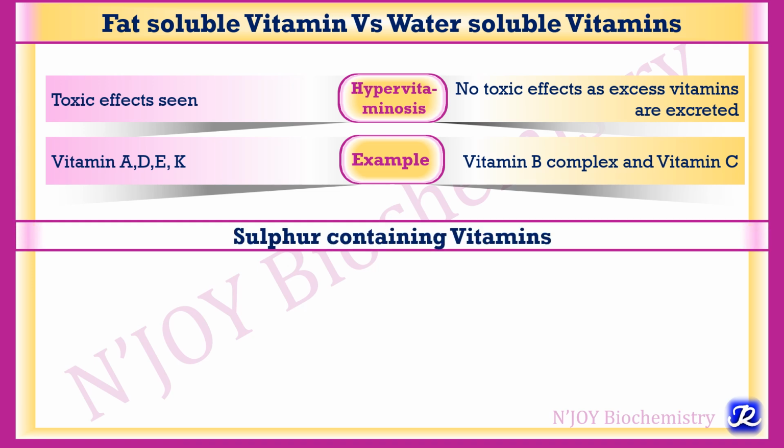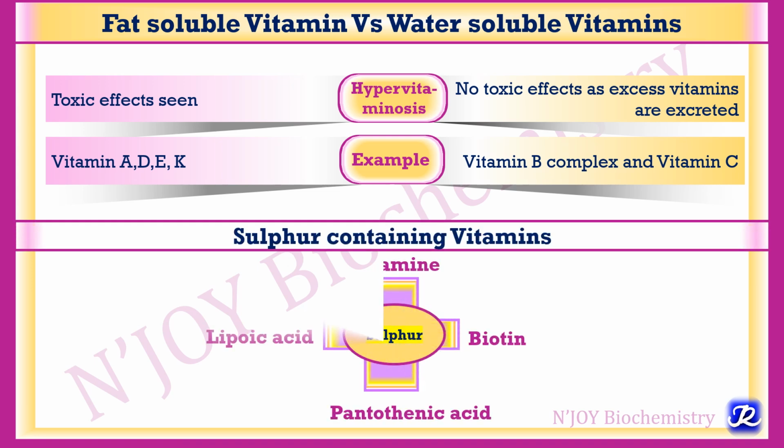Now which are the sulfur containing vitamins? There are 4 sulfur containing vitamins. Out of these 4, thiamine, that is B1, biotin, B7, and pantothenic acid, B5, are the vitamins, while lipoic acid is a vitamin like substance. So these 3 vitamins and 1 vitamin like substance contain sulfur. So these are the sulfur containing vitamins.